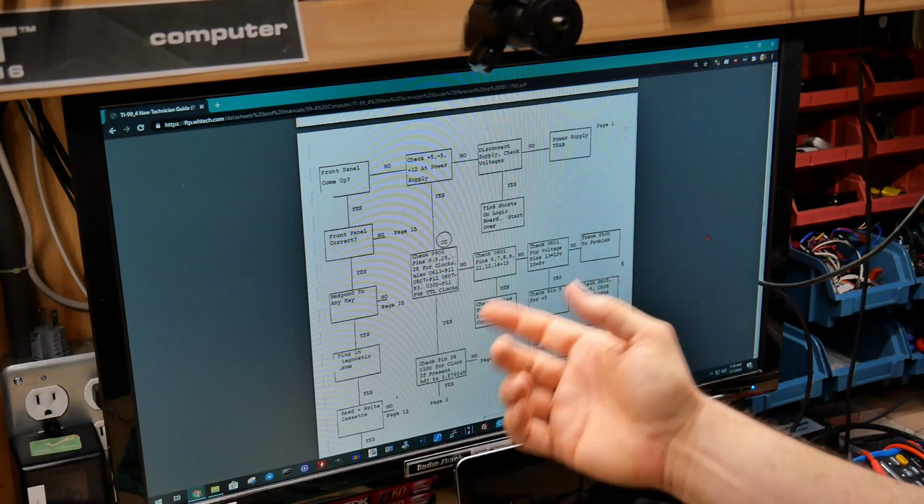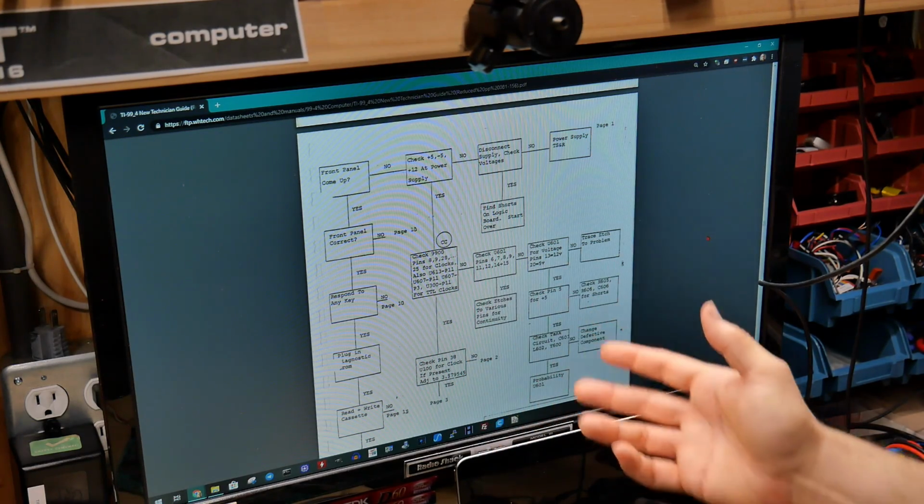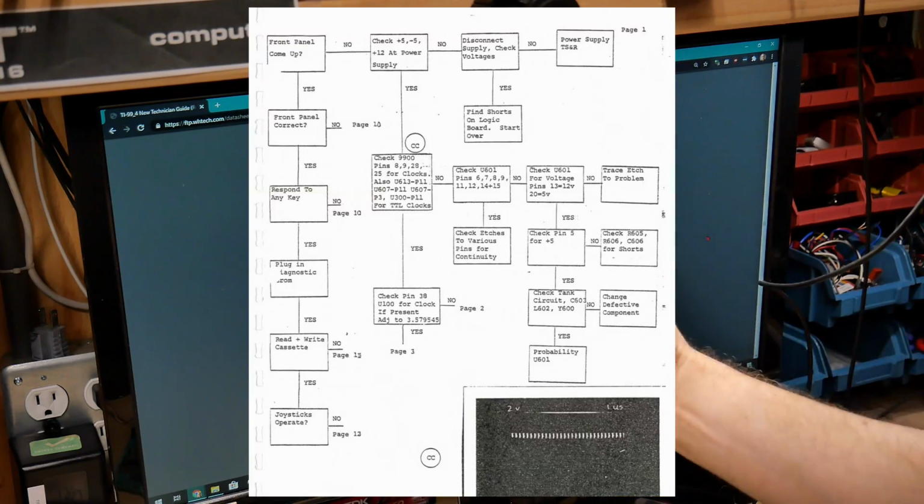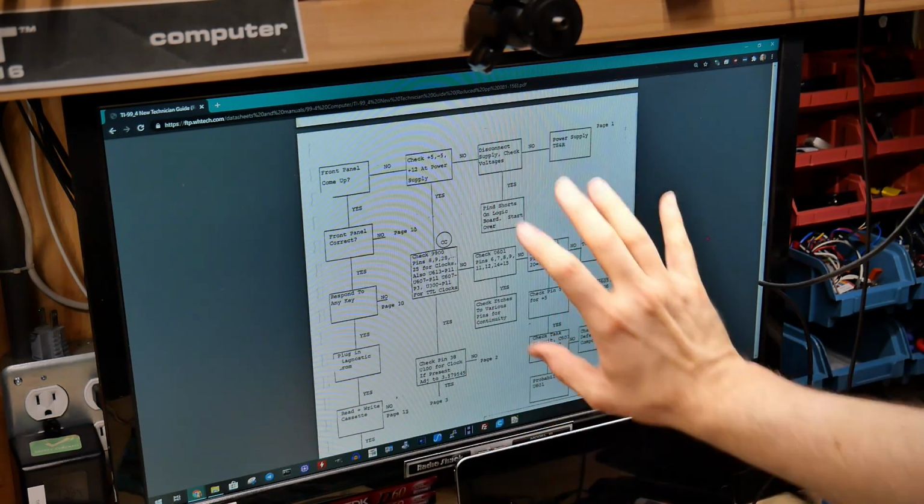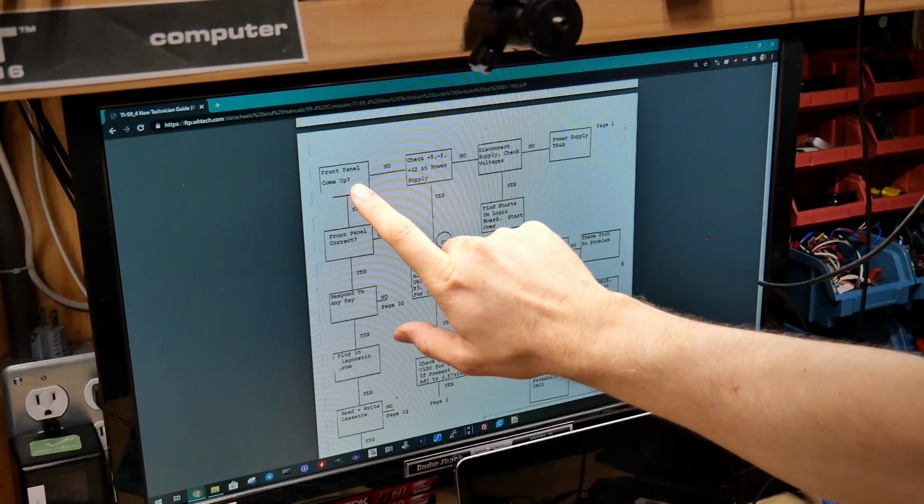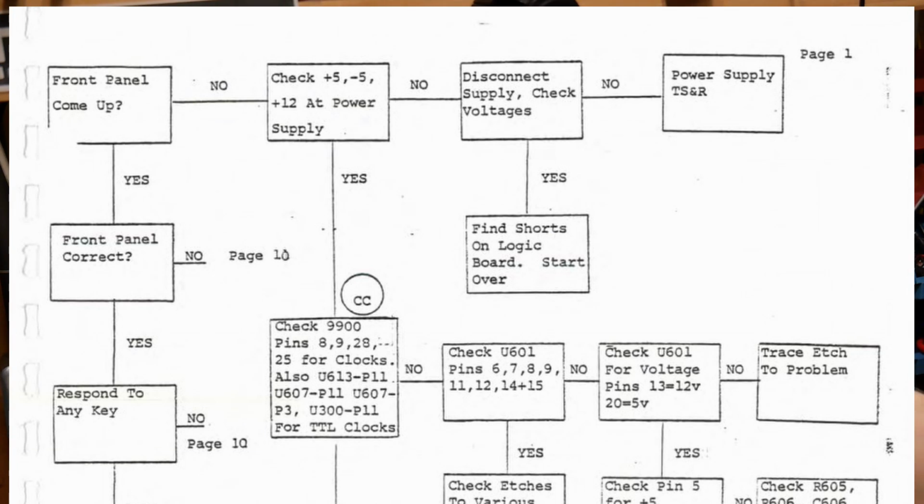It had the same name. It looked like it was just part 2, which is actually what it is. And what you're looking at here is a much more comprehensive flowchart about how to double check the computer. So, the first step here is front panel comes up, which is the text screen, and that's a no, right?